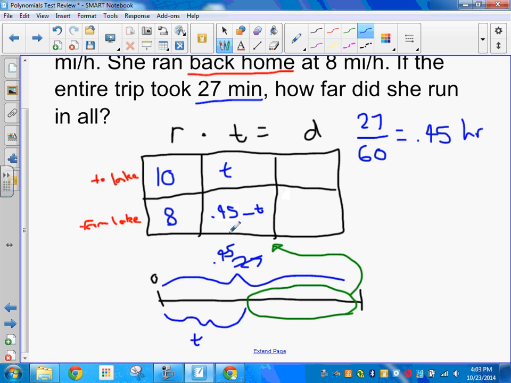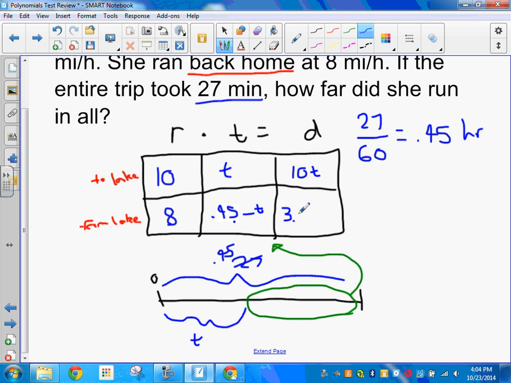Now that I've done that, and if you have questions of that, we can talk about that a little more. Come in tomorrow and ask me about it. We're going to multiply this out, and this really isn't too bad if you remember how to do it. 10 times t is just 10t. That is the distance from her house to the lake. And now going back, we're going to do 8 times 0.45. If I were you, I would whip out a calculator to do that. But I end up getting 3.6.